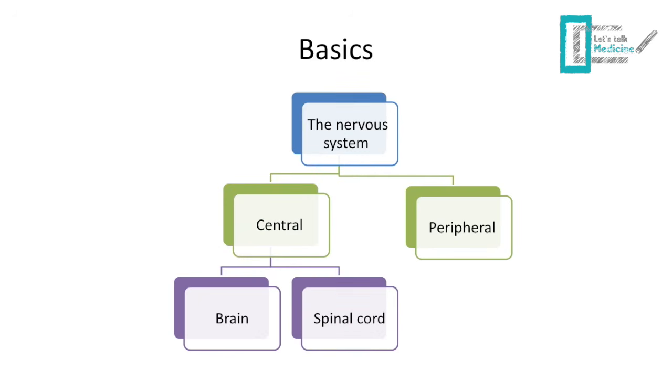Before we start with embryology, let's just start with the basics. Now, the nervous system is divided into central nervous system and the peripheral nervous system. The central nervous system is divided into the brain and the spinal cord, while the peripheral nervous system is basically everything else besides the brain and the spinal cord.